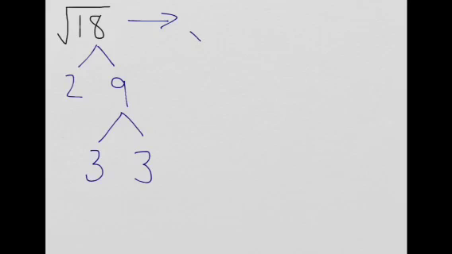Our first example will be the square root of 18. To do a problem like this, we first want to factor 18. 2 divides into 18 and leaves us with 9. 9 divides into 3 and 3. What we're looking for is the prime factorization. So in this case, the square root of 18 is really the square root of 2 times 3 times 3.